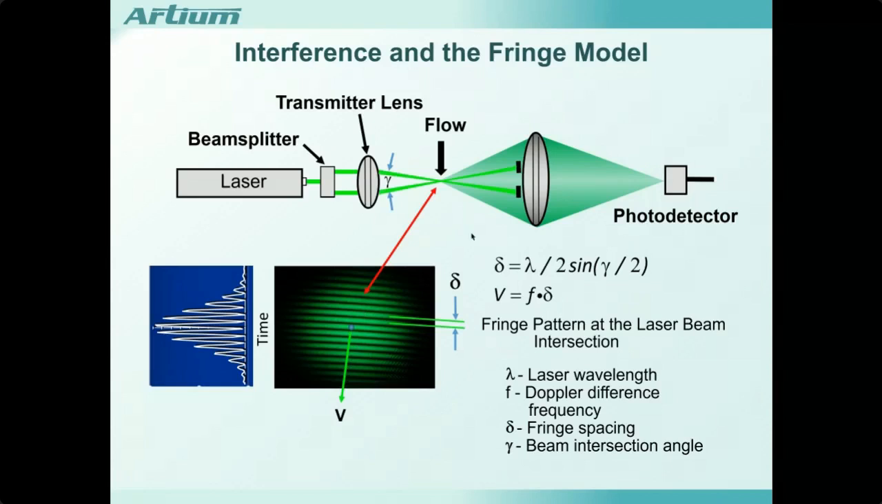The critical parameter for LDV is the fringe spacing, and we refer to that as delta. Delta is easily calculated knowing the laser wavelength, which is highly defined to many significant figures, and the beam intersection angle, gamma, which is shown here. So delta is equal to lambda over 2 sine gamma over 2. We take the measured frequency, which we'll do with our electronics, multiply that times delta, and that gives us the velocity.